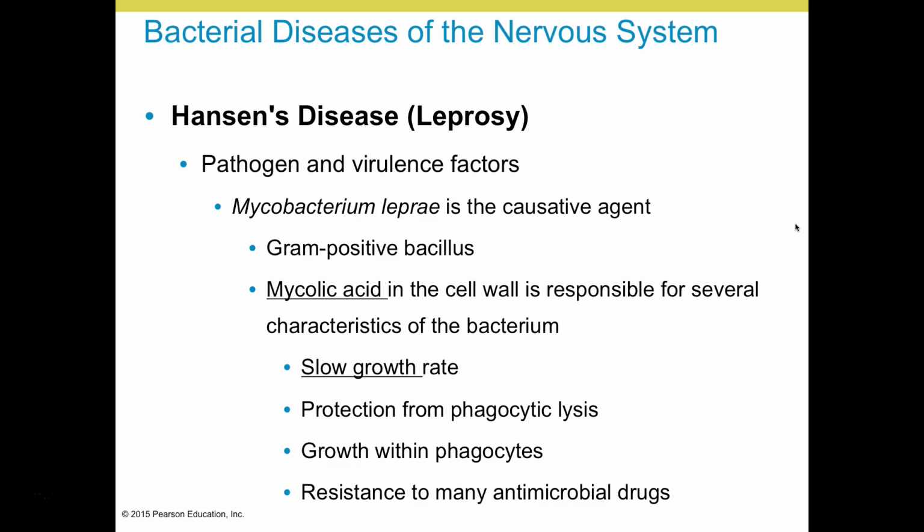Hansen's disease is caused by Mycobacterium leprae. It is a gram-positive bacillus, and since it's a mycobacterium, that means it creates mycolic acids, so you can identify it through the microscope by acid-fast staining. It grows very slowly. It has protection from phagocytic lysis, so it can grow within the phagocytes, and it is resistant to many antimicrobial drugs.